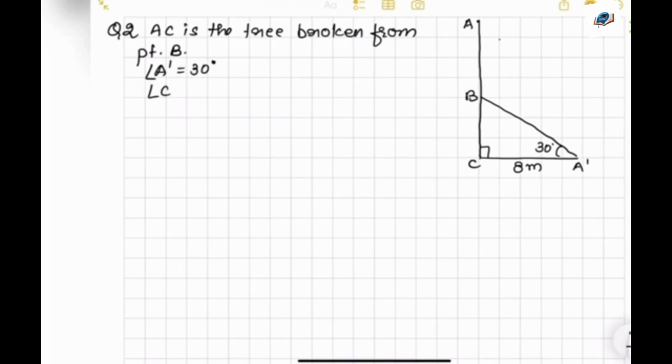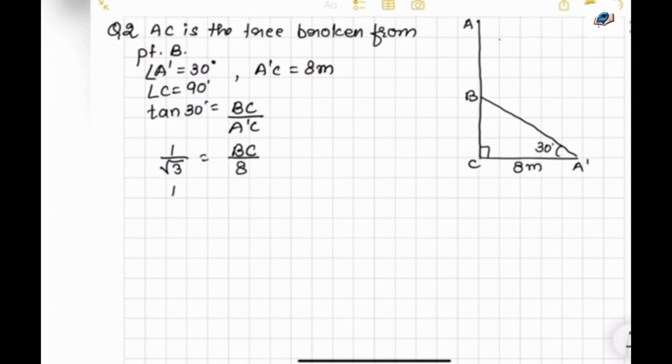So here I can use tan 30 will be equal to BC upon A dash C. So tan 30 means 1 by root 3 equal to BC upon A dash C, which is 8. So can I say BC equal to 8 by root 3? I want A dash B also.